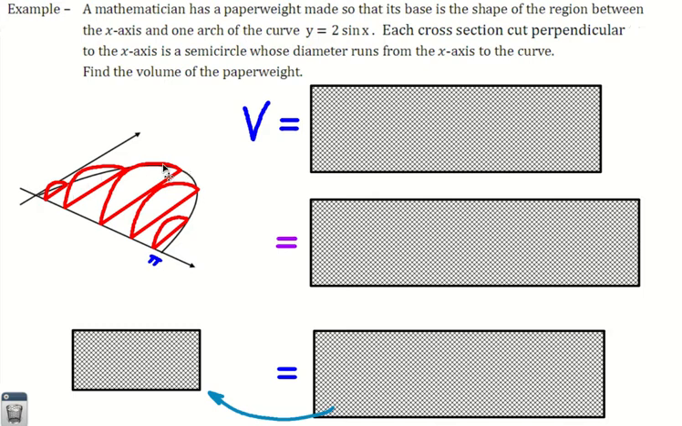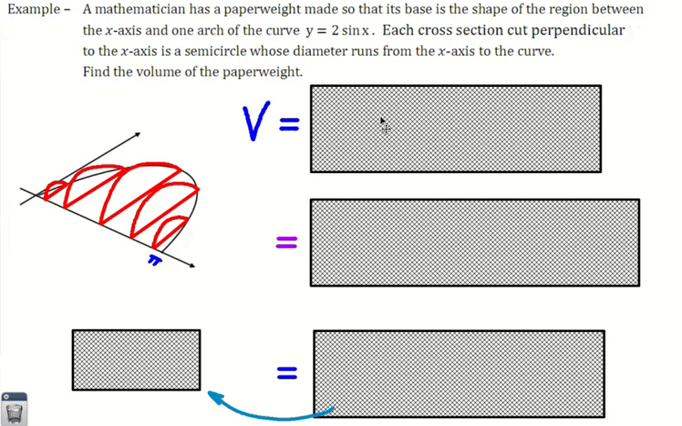Looking at the picture that I have here, y equals 2 sine of x, that's in black. Each cross-section cut perpendicular to the x-axis is a semicircle whose diameter, not radius, diameter runs from the x-axis to the curve. Find the volume of the paperweight. So really quick, it's important to point out that semicircle literally means half circle, like exactly half of a circle.